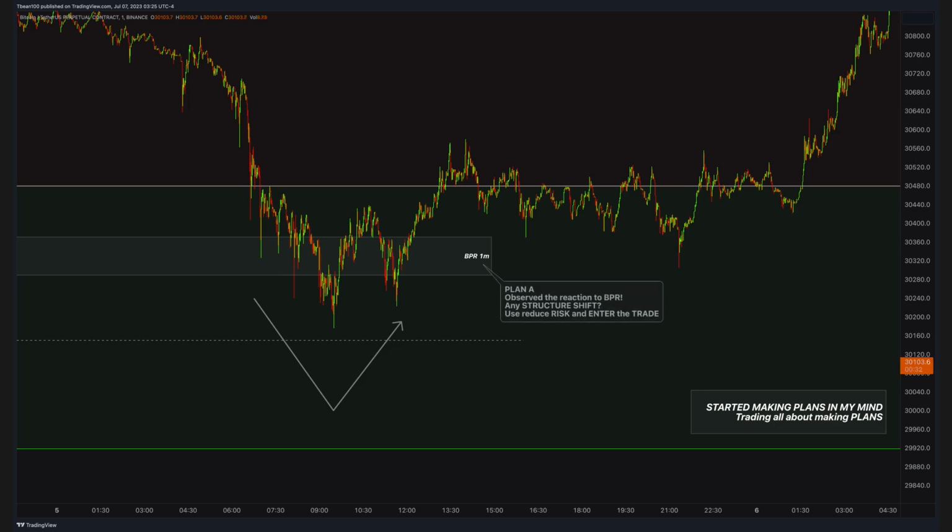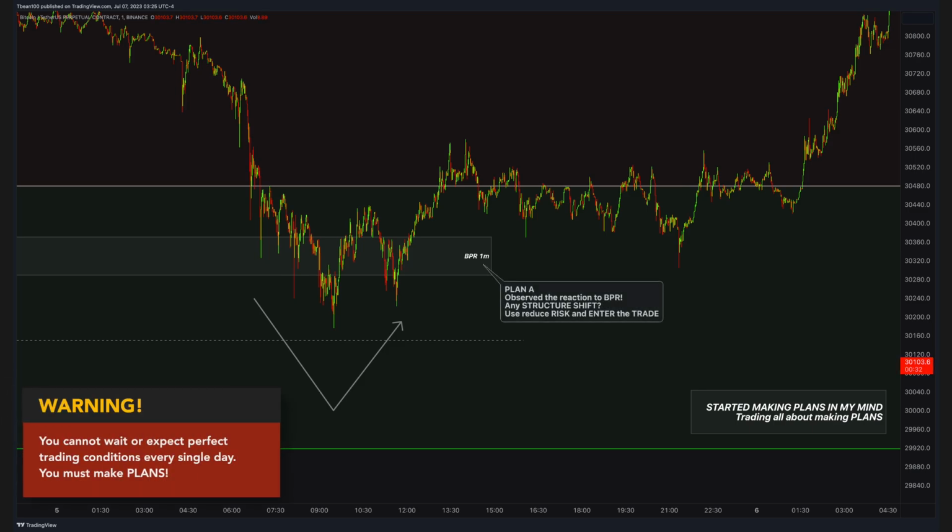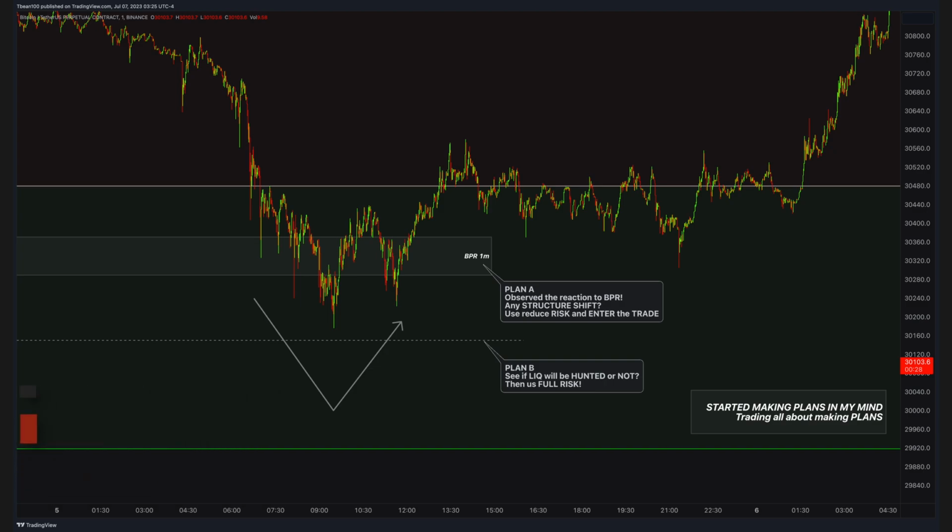Plan A. Check the reaction to the 1 minute BPR. Will the price make a reaction here or any structure shift? This would be a high risk trade because we were very close to the liquidity below. Plan B. If this liquidity is hunted, it is a much better, much safer entry with much better risk management. As a trader, you must keep making plans for entries A, B, C, and D and manage your entry risk dynamically. You cannot take a full risk for all of your entries.